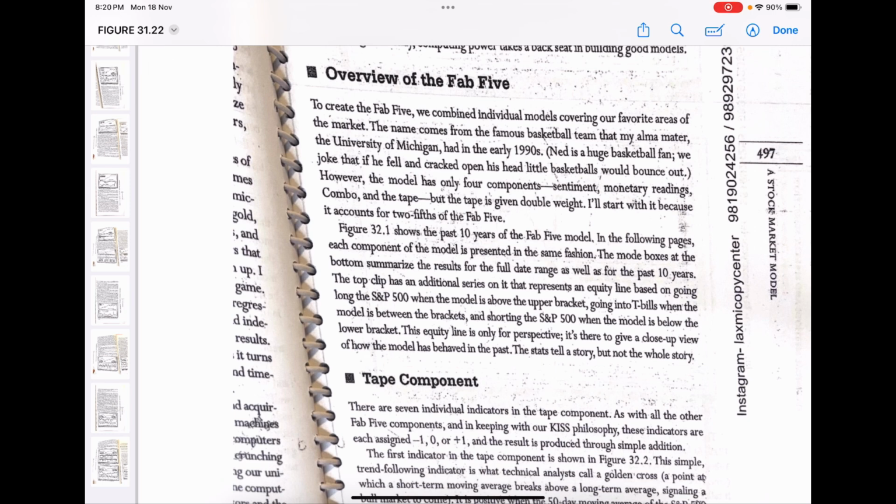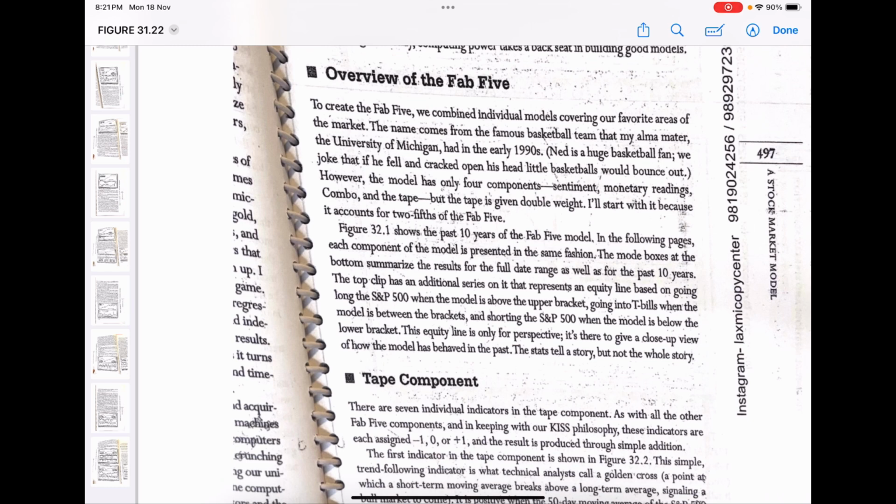Now, this is the actual important concept in the chapter. To create the Fab Five, we combine individual models covering our favorite areas of the market. The name comes from the famous basketball team that my alma mater, the University of Michigan, had in the early 1990s. However, the model only has four components.